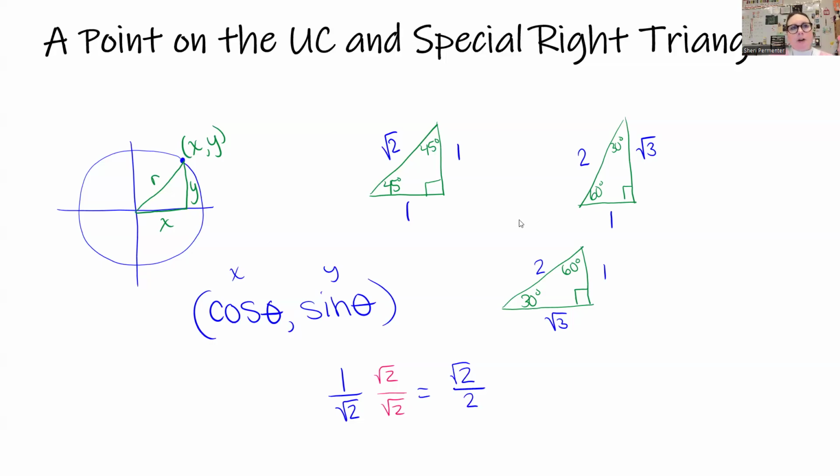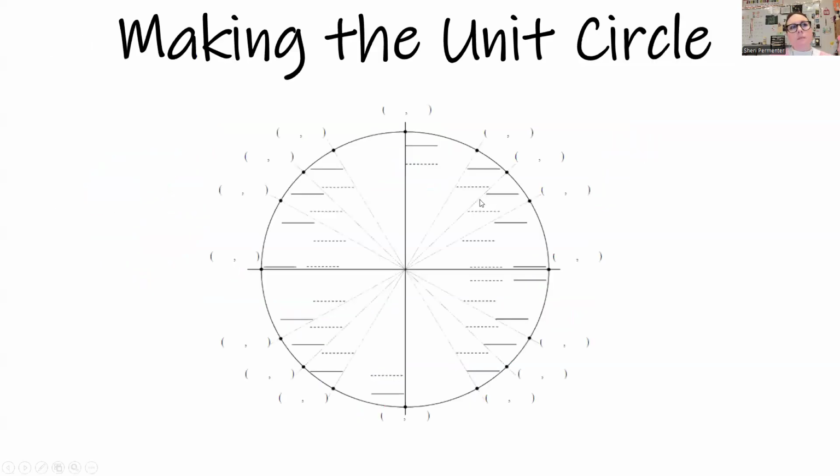So let's put some stuff on our unit circle. The first thing I'm going to do is go around, and I'm going to do this in degrees. On your paper, it says which one is degrees. Is it the dashed line or the solid line? Solid line. Okay, let's start and let's go around in degrees.